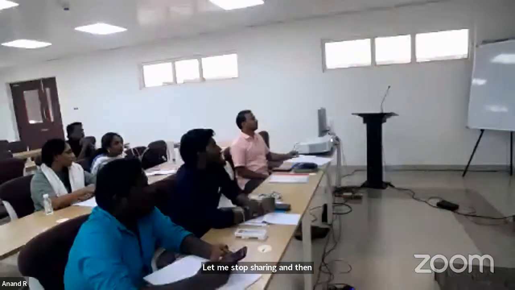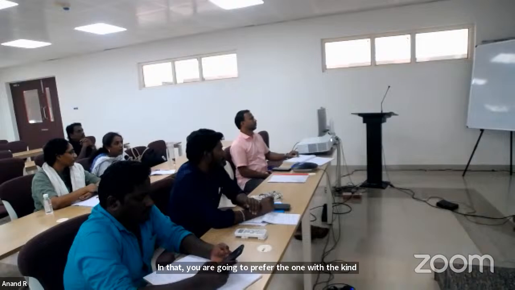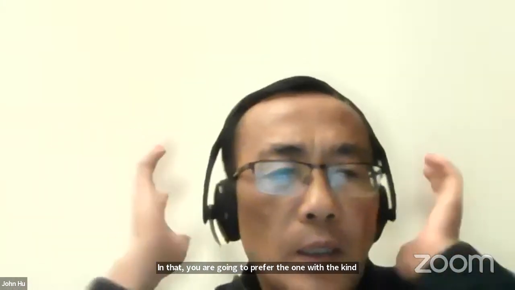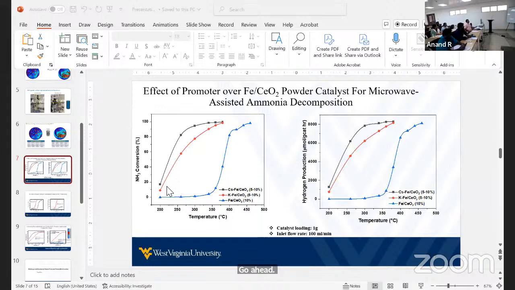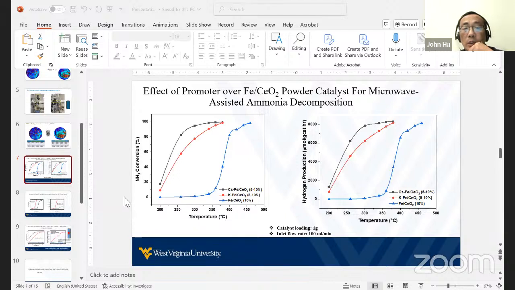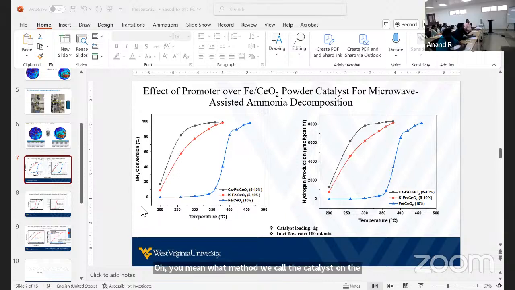I have one question, sir. In the morning class we discussed the monolithic kind of catalyst. You have prepared the monolithic catalyst using a 3D printer, right, sir? I cannot hear your question. Can you speak slowly because there's some echo here? Could you repeat your question? Sir, what method have you adopted for preparing the monolith catalyst? Oh, you mean what method we use to coat the catalyst on the monolithic surface? Yes, sir.